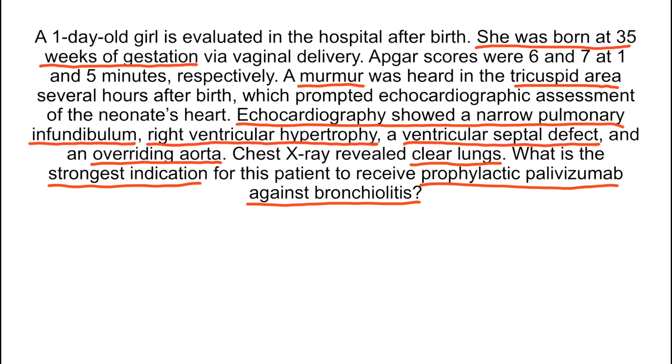Now, let's recall the criteria for initiating palivizumab prophylactically against bronchiolitis. Neonates born at less than 29 weeks of gestation with lung disease of prematurity or with hemodynamically significant congenital heart disease should receive prophylactic palivizumab. In this particular patient, the strongest indication is congenital heart disease, so tetralogy of Fallot. And that concludes this section.